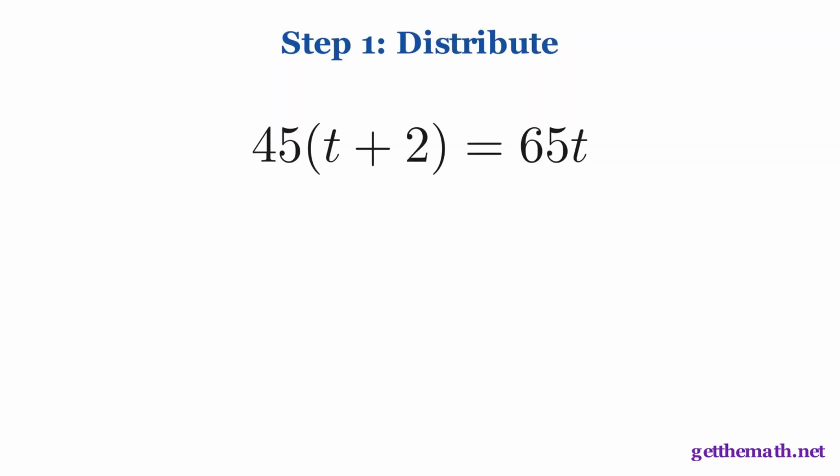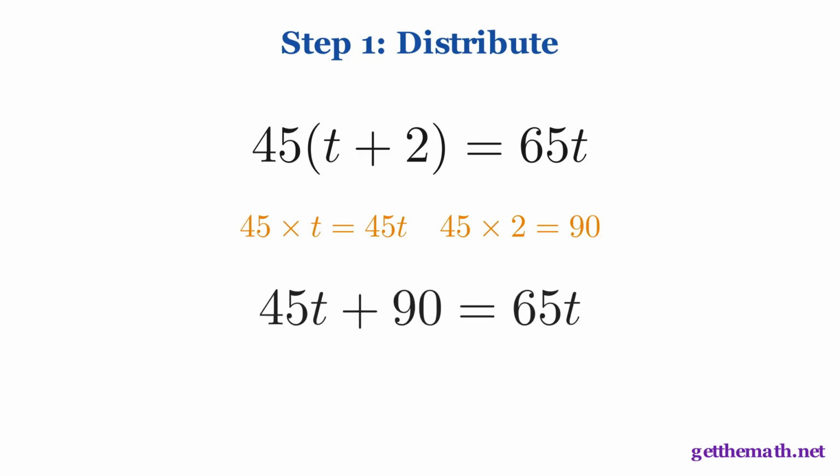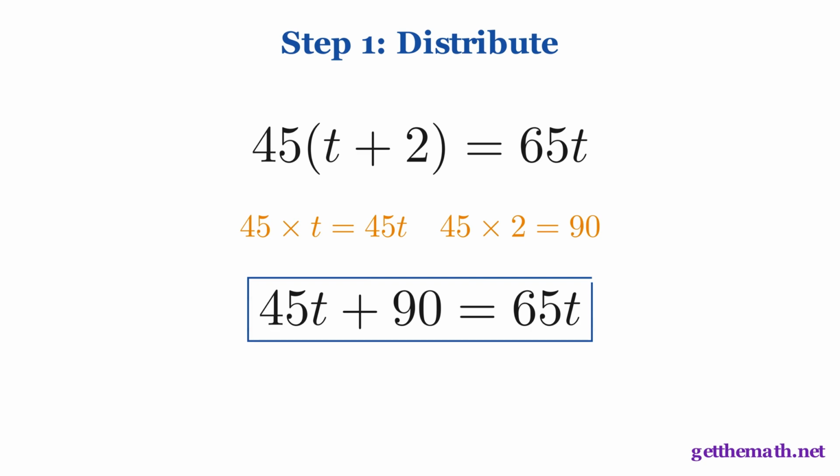Step 1. Remove the parentheses using the distributive property. 45 times t equals 45t. 45 times 2 equals 90. So our equation becomes 45t plus 90 equals 65t.